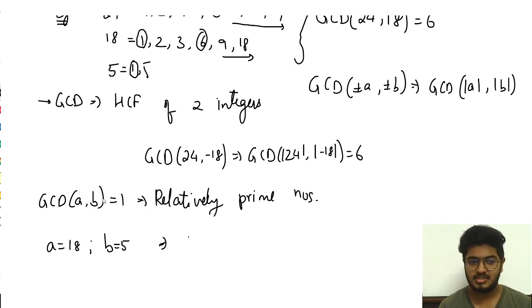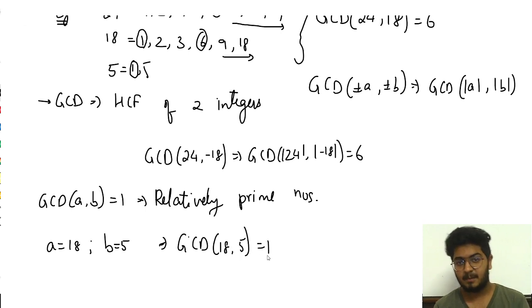So the GCD of A comma B, or 18 comma 5, is equal to 1. So 18 and 5 are relatively prime numbers. This was all about the greatest common divisor or the GCD.